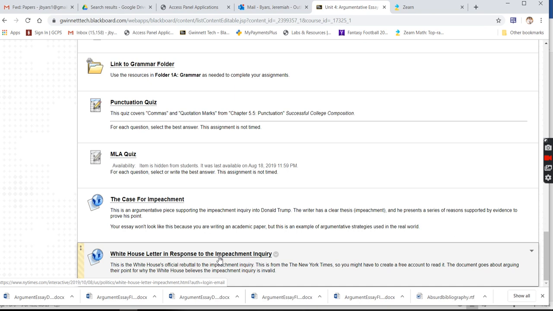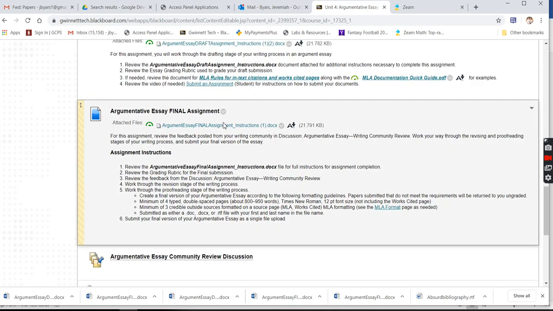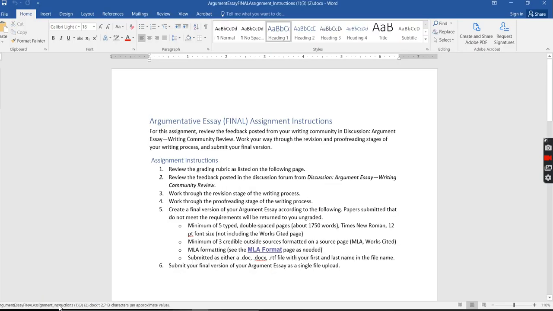You are writing an academic essay, the style in which you write for all your other college classes, but the techniques and the skills that you're learning are relevant in all aspects of your life whenever you're trying to present an argument. Okay, so the argumentative essay final assignment. Click on this so you know what is expected of you. Okay. So this is the argumentative essay. It is the final exam, all right?